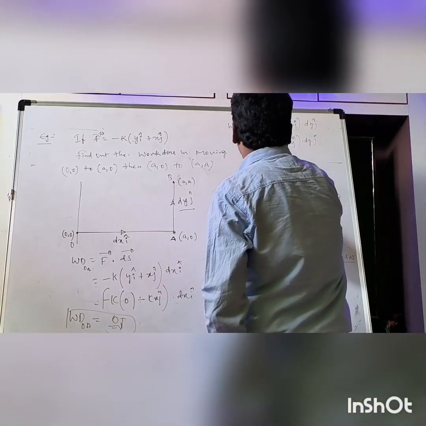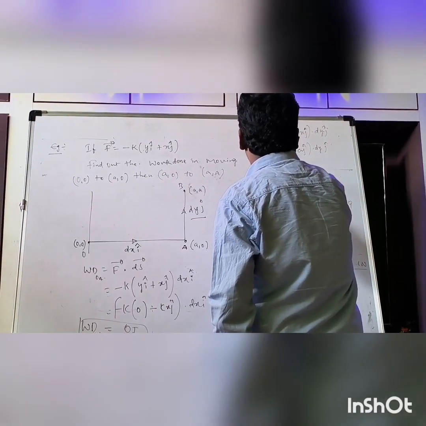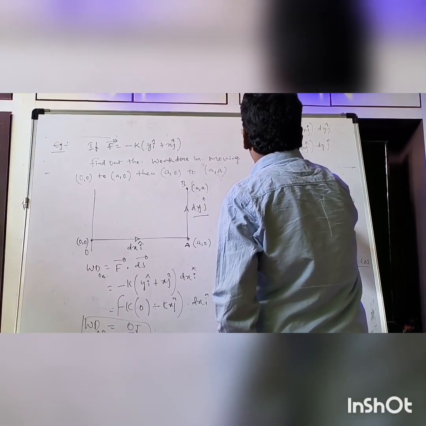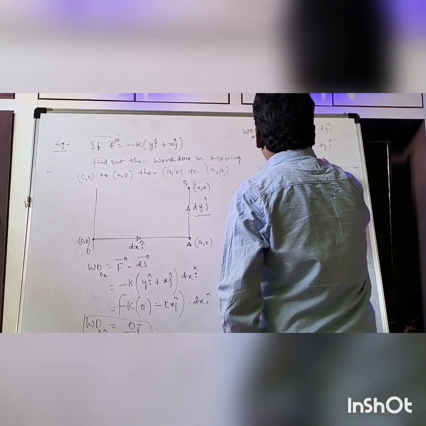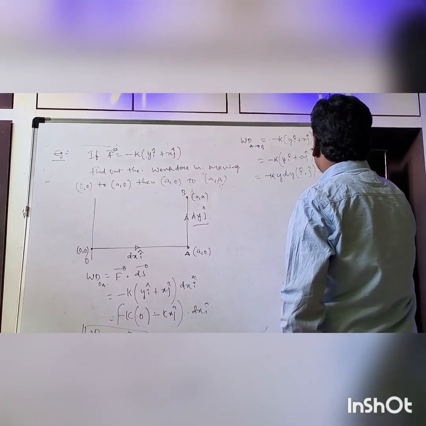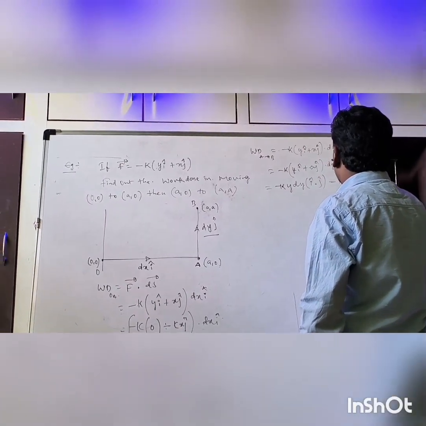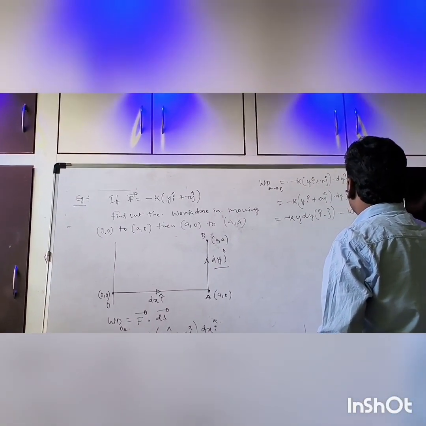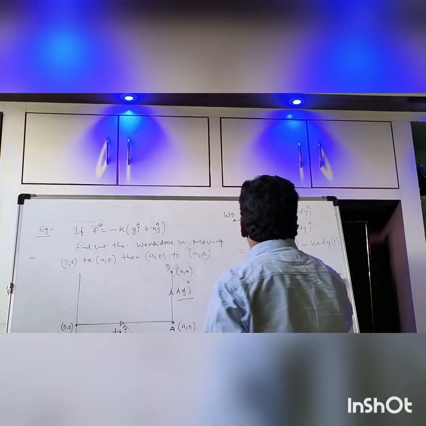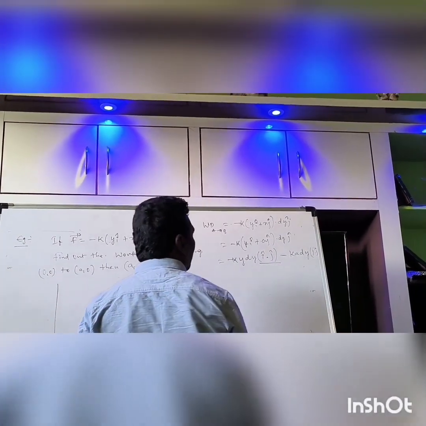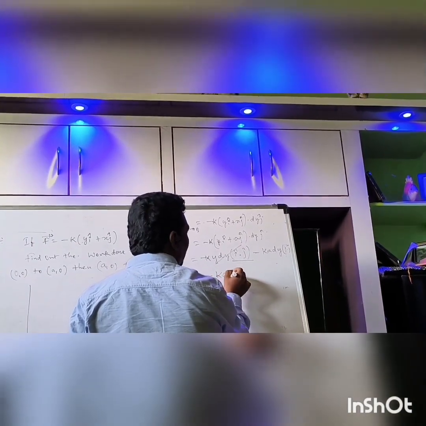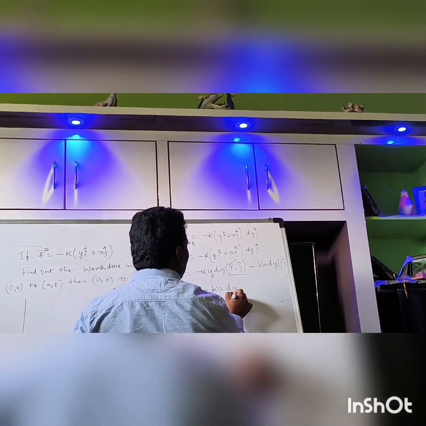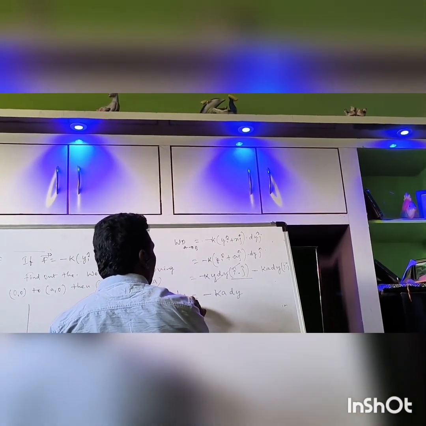Now I can write it as minus k y dy i dot j plus minus k a dy j dot j. I dot j, the dot product, is 0, so that term becomes 0. So we get minus k a dy. This is nothing but dW from A to B.